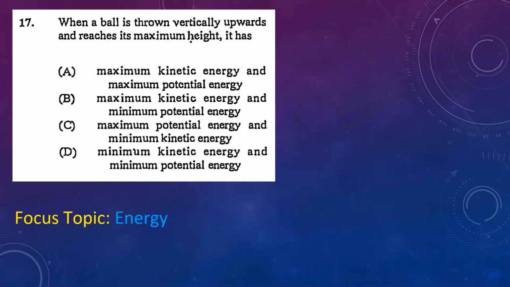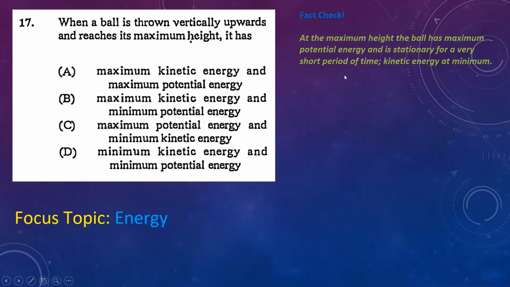Number 17. When a ball is thrown vertically upwards and reaches its maximum height, it has, so at maximum height, the ball would have maximum potential energy, and since it is stationary for a very short period, it will have the minimum amount of kinetic energy. So we're looking for an option which says maximum potential energy and minimum kinetic energy, and that is C.